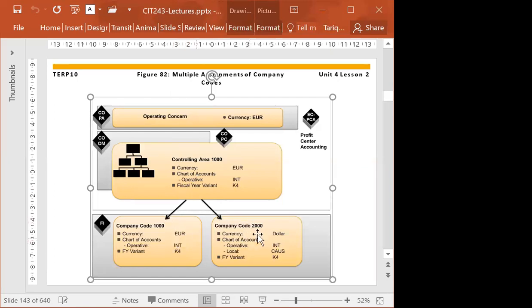Here we have a euro, here we have a dollar. So it is not compulsory that the controlling area must match the currency. It is having the same currency here, but this currency is different. So no problem at all. The currencies can be different, but 2 things, that is chart of accounts and fiscal year, must be the same for the controlling area and the company code.